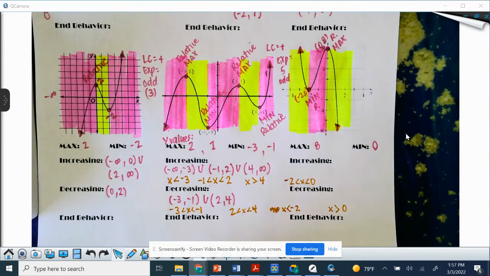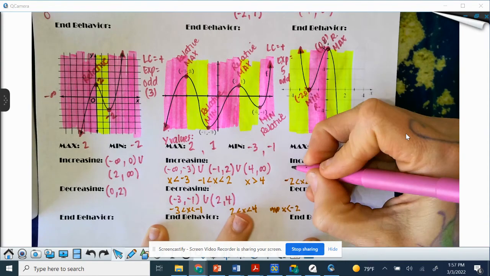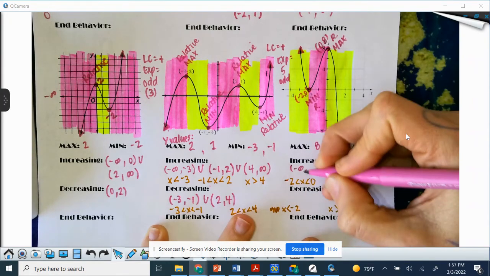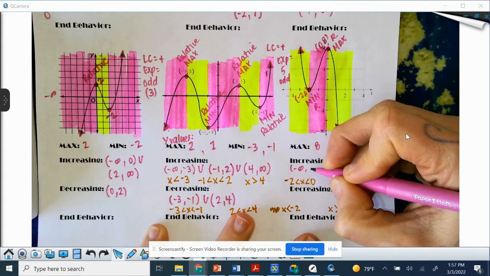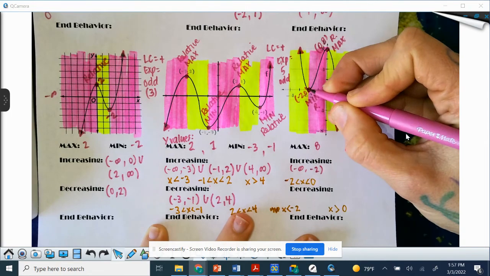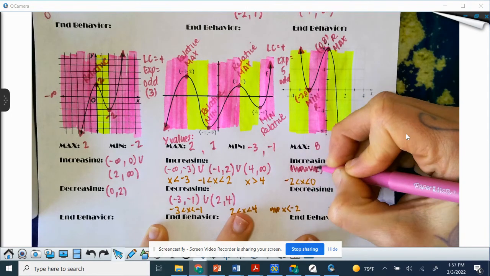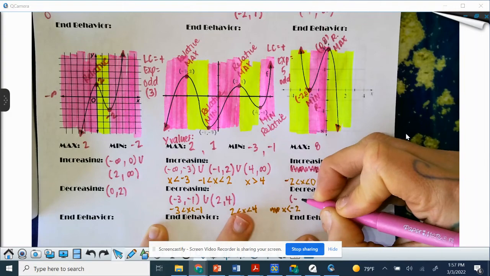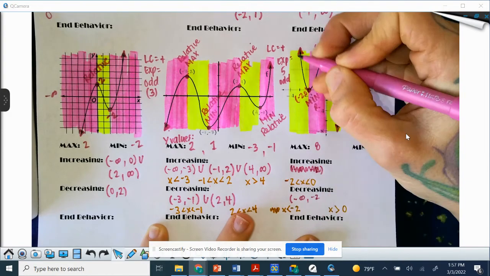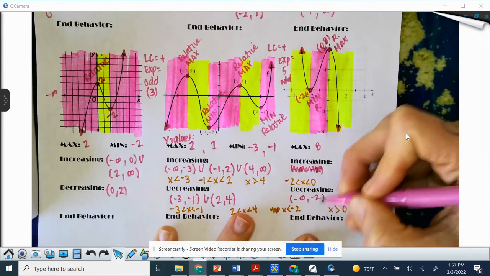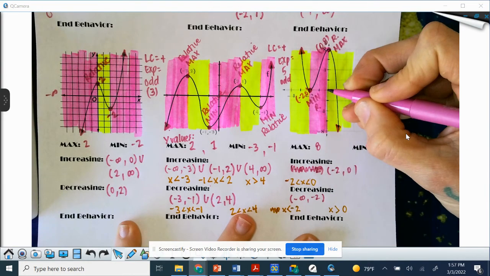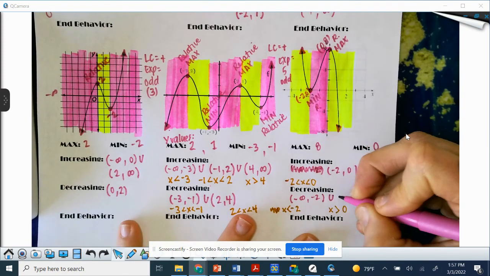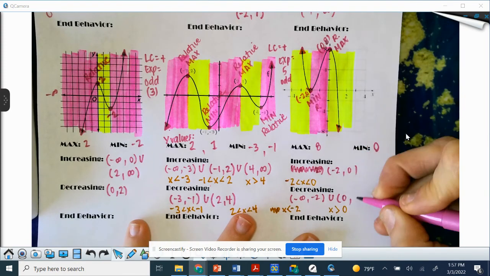Now back to our notation with the parentheses and such. Both of these notations work in Delta Math, so choose whichever one makes the most sense to you. So negative infinity to -2, because that's where it turns. Sorry, that's decreasing, because it's going down. And then we're increasing from -2 to 0, because that's the x value where we change colors. And then from 0 to positive infinity, it's decreasing again.